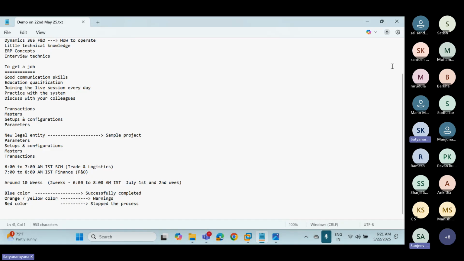No, I'm not covering customizations. I'm going to cover the standard application only. Customizations you are going to learn on the floor only. The challenges, I will tell you one example. Initially I have given one example like customization, one or two times.